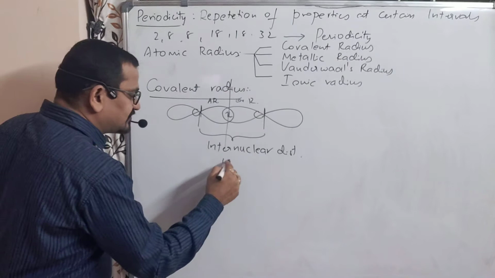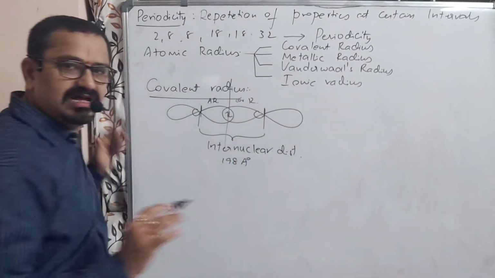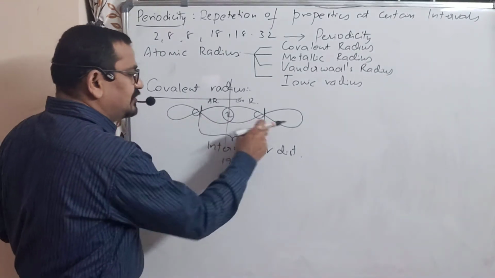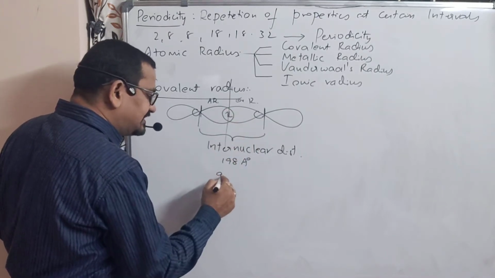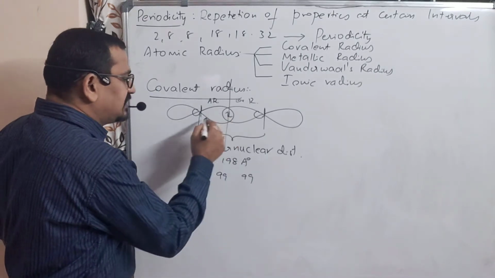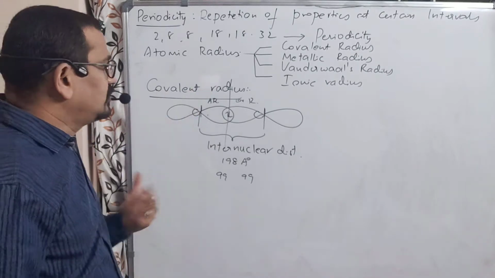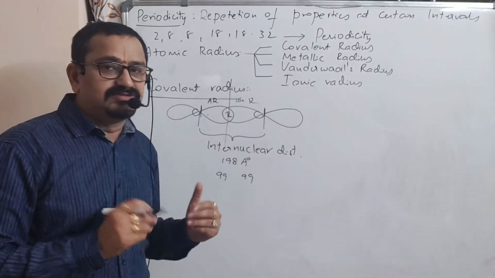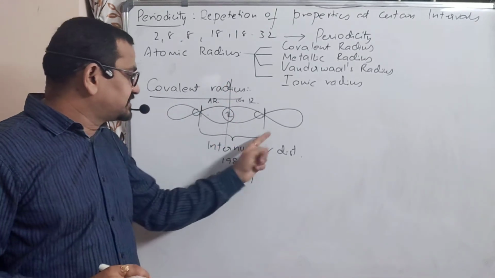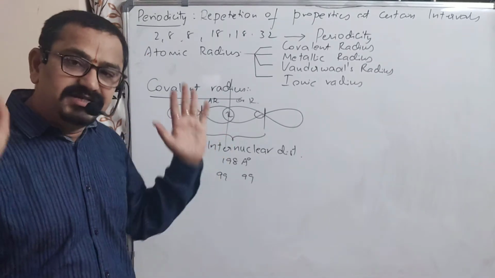Suppose some rough value I am giving: if the internuclear distance is 198 angstroms between the nuclei of two chlorines, then half of this is 99 and 99. So 99 is the covalent radius of the first chlorine, 99 is that of the second chlorine. This is how we can measure covalent radius. Once again, what's the definition of covalent radius? Half of the internuclear distance between two covalently bonded atoms is said to be its covalent radius.